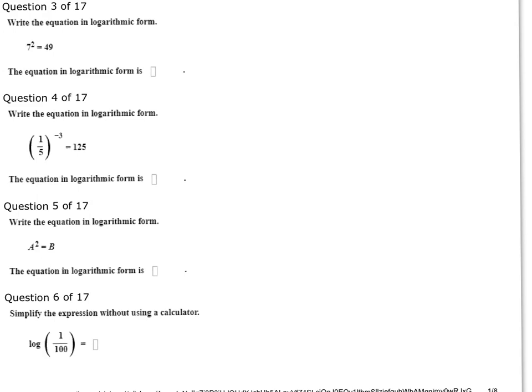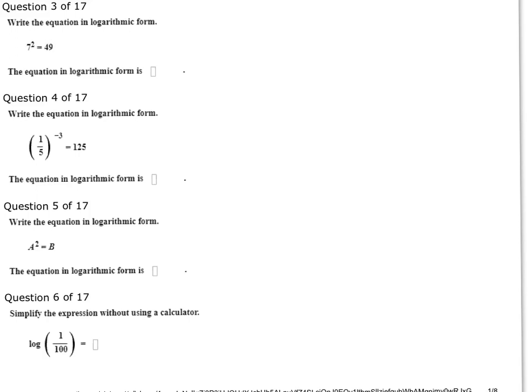Number one, they want you to write this equation in exponential form. So if you watch my other video, we talked about that. When you're looking at logarithmic form, you always identify the base. The base is 7 here. And we always raise our base to the exponent, so that 2 is our exponent, and it's always going to equal the argument, which is 49.